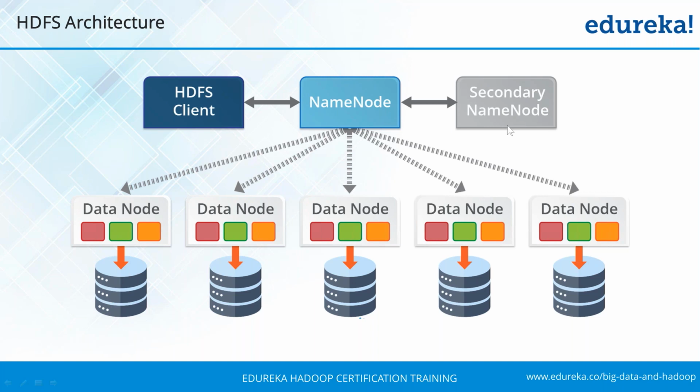So the secondary name node is doing all the backup operations for the metadata, and the actual data goes inside the data node. Generally, you also implement something called the replication factor. Replication factor defines the multiple copies of the data.